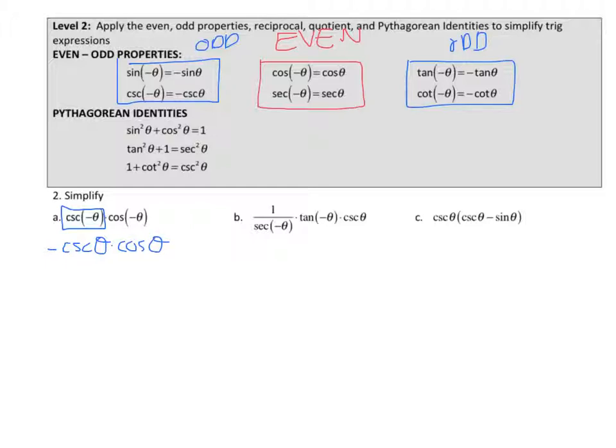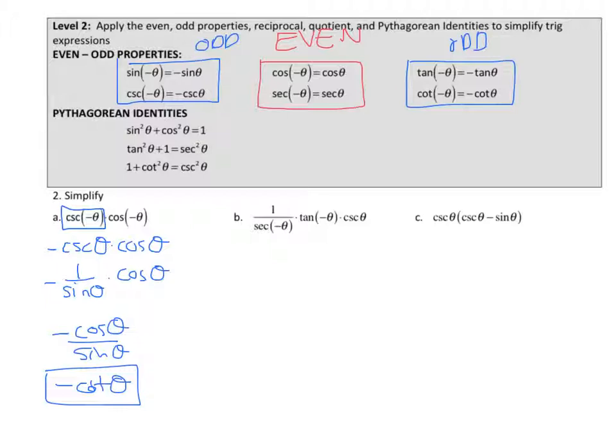I should rewrite cosecant as 1 over sine theta. So I get negative 1 over sine theta times cosine theta. And put these into one fraction, I get negative cosine theta over sine theta, which is negative cotangent theta.